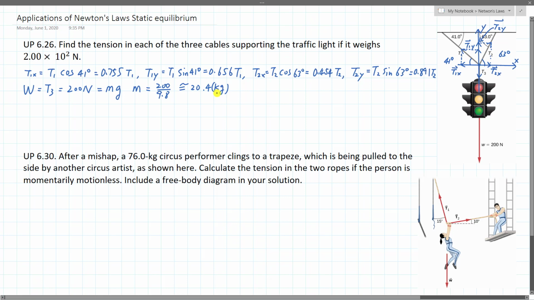Okay, so let's use Newton's laws. In the x direction, the net forces will add to 0. There's a T2x and T1x. T2x is positive along the x direction, T1x is negative. So, T2x minus T1x equals 0.